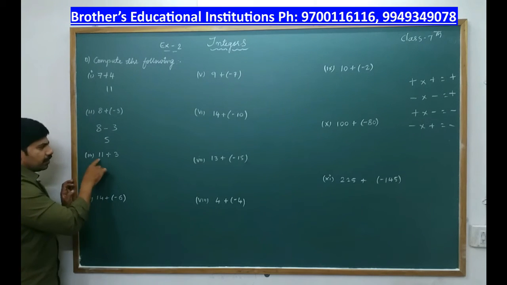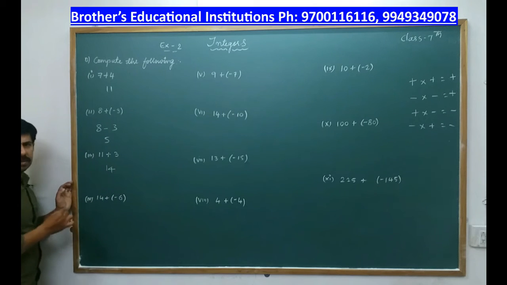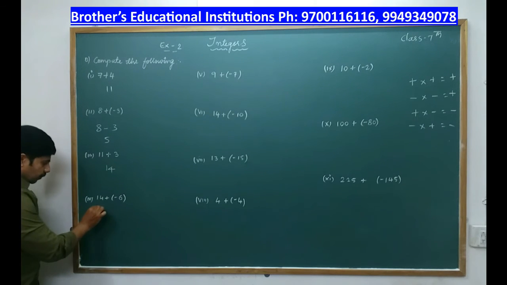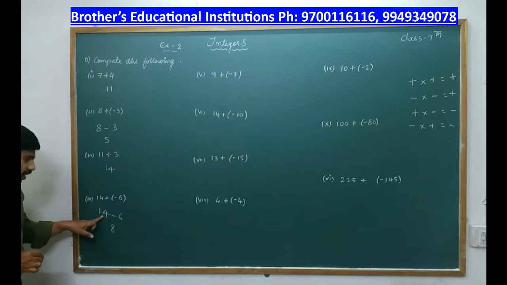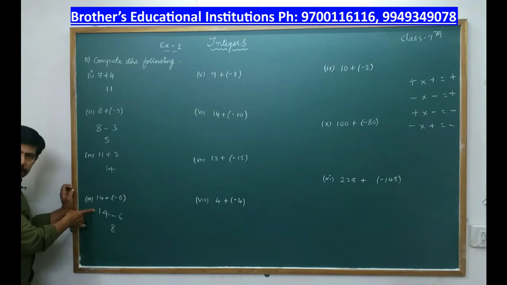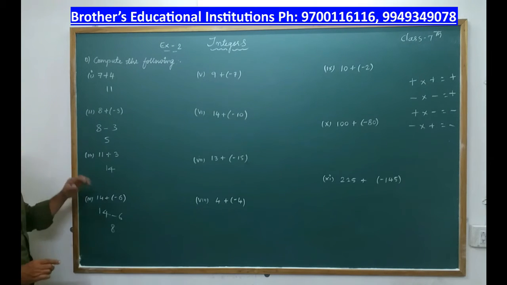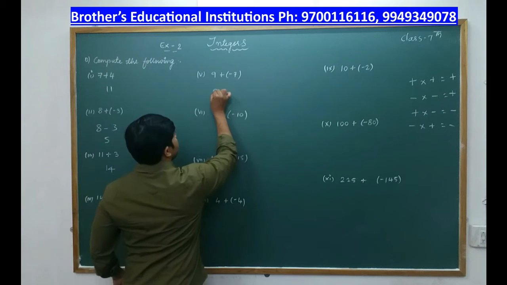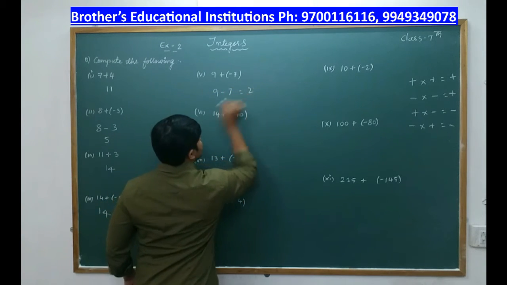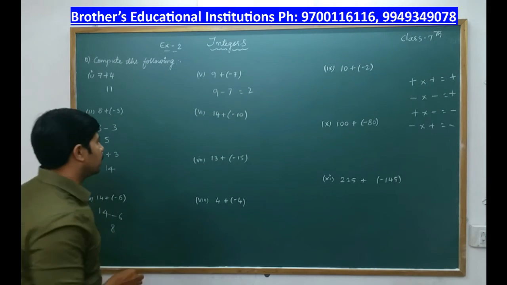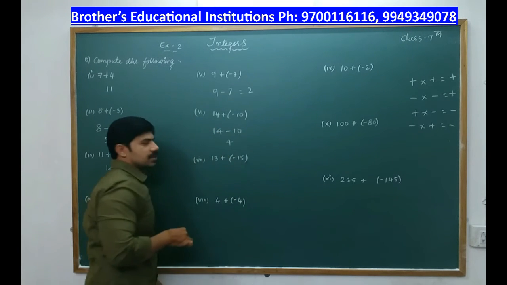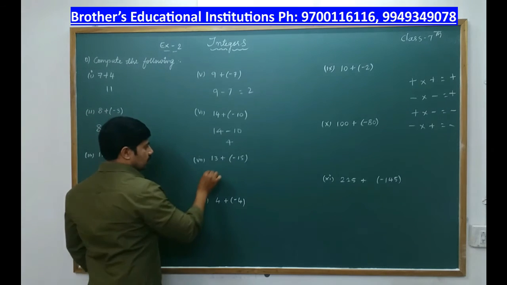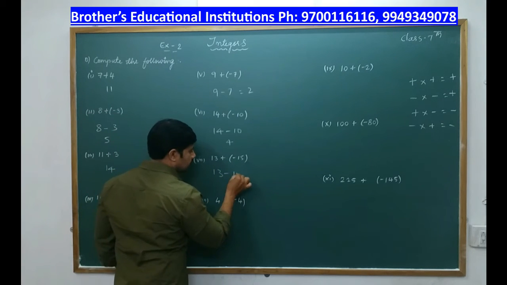The next one. So here both are negative integers. 11 plus 3 is 14, plus 14. Then it is 14 plus into minus is minus. 14 minus 6 is 8. So the bigger number is 14. It is having plus sign. So it is plus 8. Then after that, 9 plus into minus is minus. 9 minus 7 is 2. Then after that, 14 plus into minus is minus. 14 minus 10 is 4.